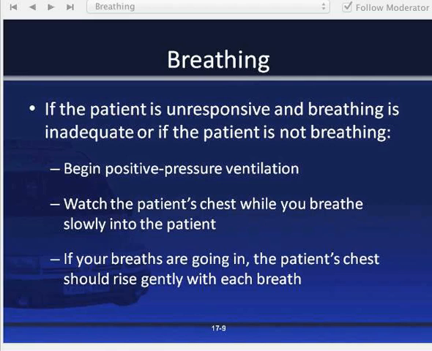If your initial breath does not go in, gently reposition the head and breathe again. If there is still no chest rise, begin CPR. Check the patient's mouth for a foreign body each time you open the airway and give rescue breaths with a bag valve mask.